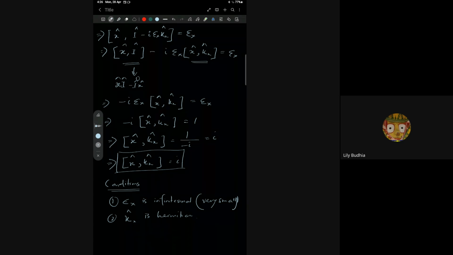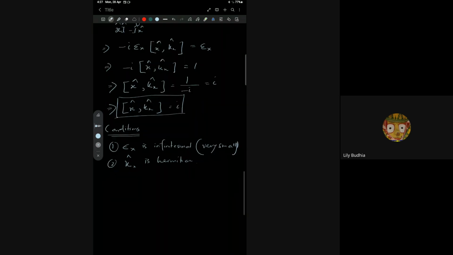So similarly, if this is in one dimension, we can simply write it in three dimensions, and in three dimensions we can write down the commutator relations. What are the commutator relations? Generalizing to the third dimension.